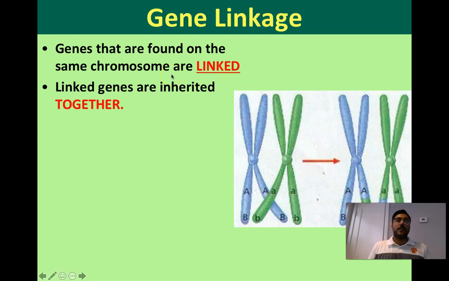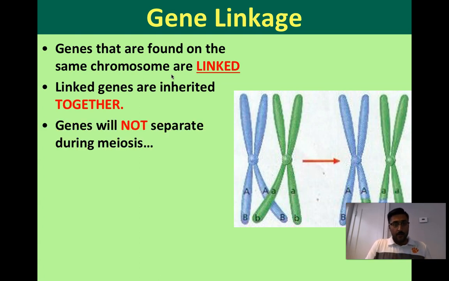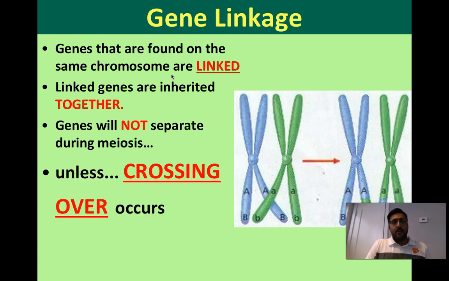So gene linkage is when you have genes that are found on the same chromosome, and they're actually linked. So these two genes, if they're found on the same chromosome, they're going to get passed on together. So linked genes are inherited together. Linked genes are not going to separate during meiosis unless something called crossing over occurs.